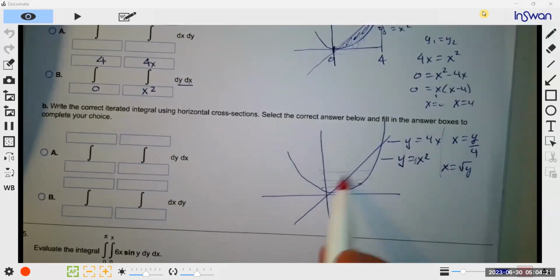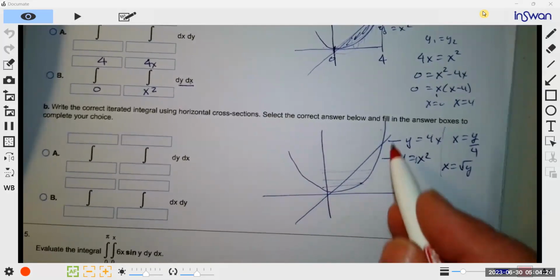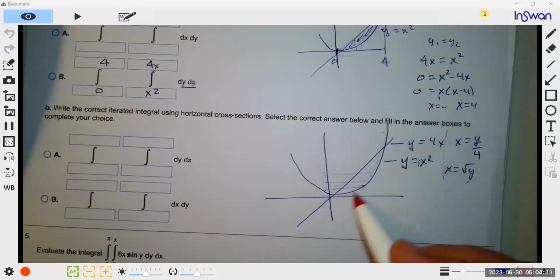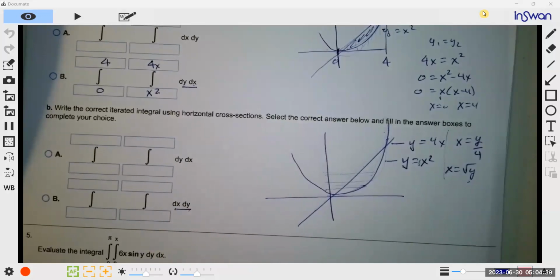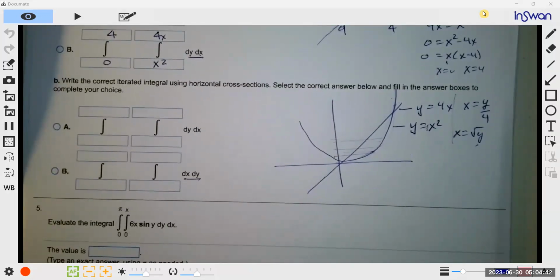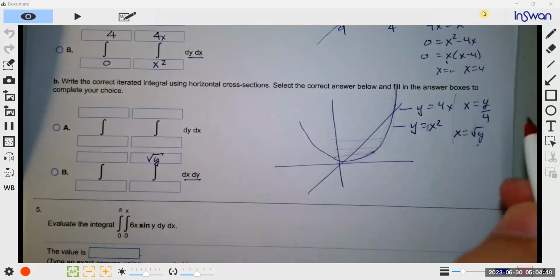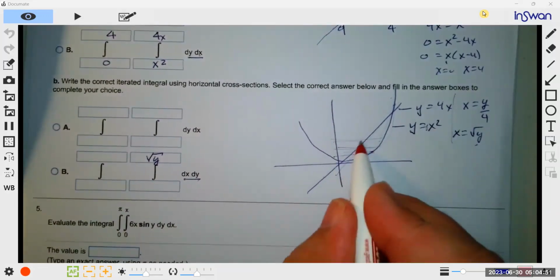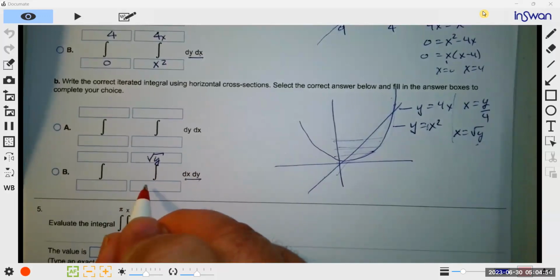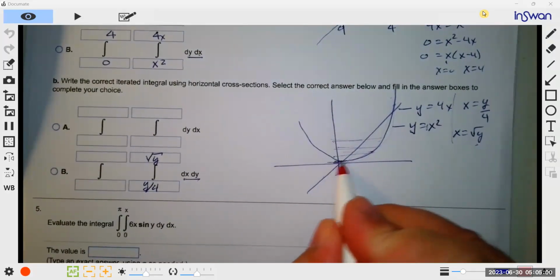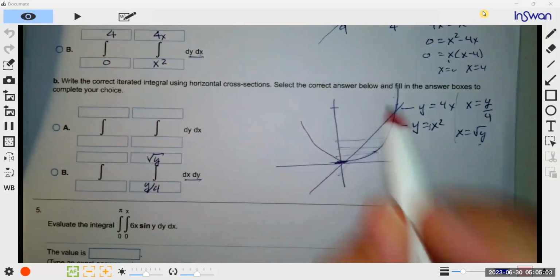And since we're going horizontally, it's the higher one, the furthest to the right, minus this one. So the higher bound will be this one, and this one's going to be dx dy, since we're doing horizontally. So the higher bound is radical y, and the lower bound, take this one minus this one, which is y over 4. Now, it goes from here to here.